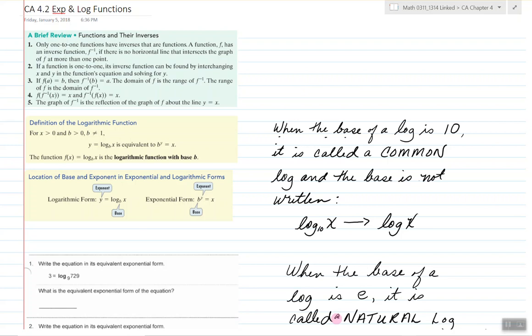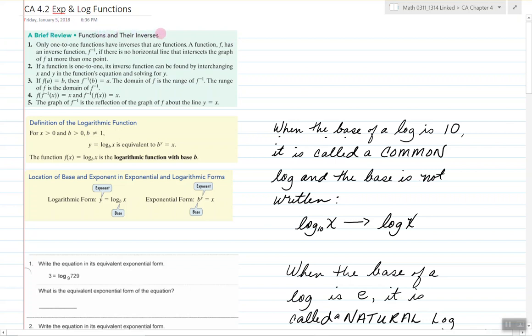In this lesson, we're going to continue to talk about exponentials a little bit, but only as they relate to a new kind of function called a logarithm. All right, a brief review is at the top of this video, on functions and their inverses.